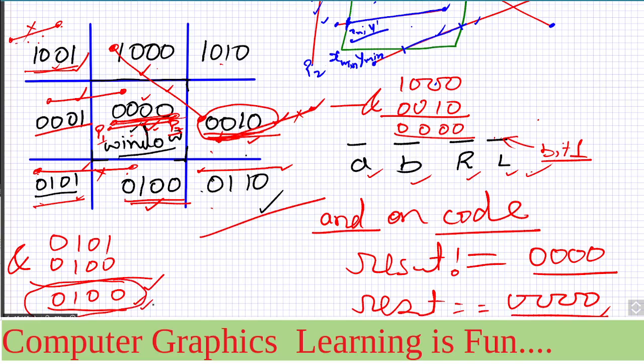Whatever result we have, if the result is 0,0,0,0, in that case we understand that the line is passing through the window. If the result is not 0, then we directly consider that the line is outside the window and we can reject this line totally. So now we have to consider only those lines whose AND operation of endpoints gives us 0. So we are left with such lines only. Now for such lines, what do we need to do?